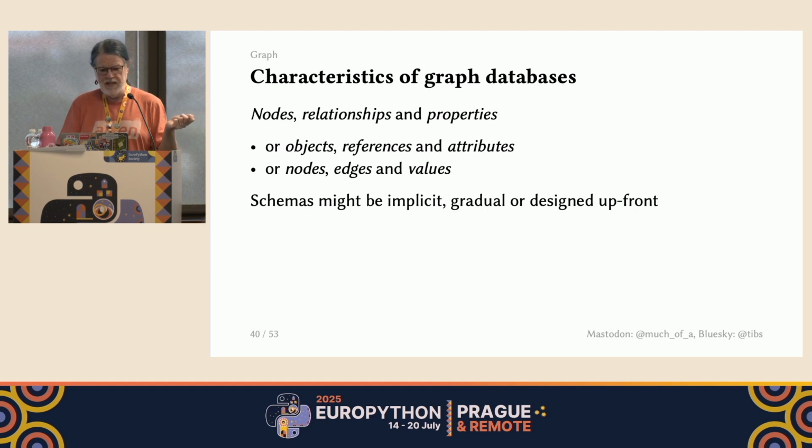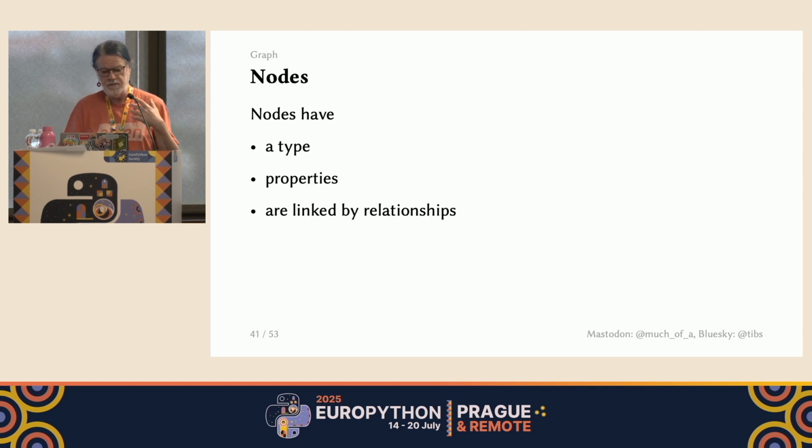So graph databases tend to have nodes, relationships, and properties. There's no standardization on naming, so you might hear these as objects, references, and attributes, or nodes, edges, and values. Schemas, depending on your graph database, might be implicit, gradual, or designed up front. So ours, you had to design the schema up front, because we were in a digital mapping phase that was sensible. Quite commonly now, where people are using them for data exploration, your schema grows as you create your data.